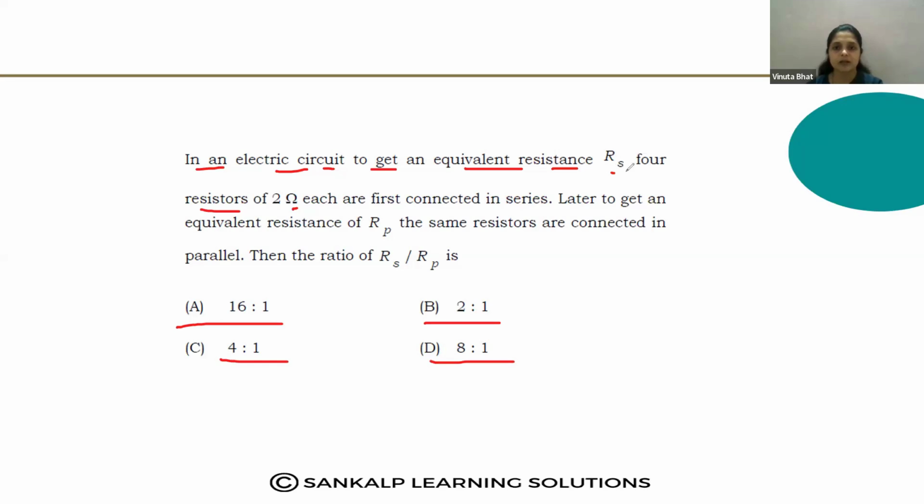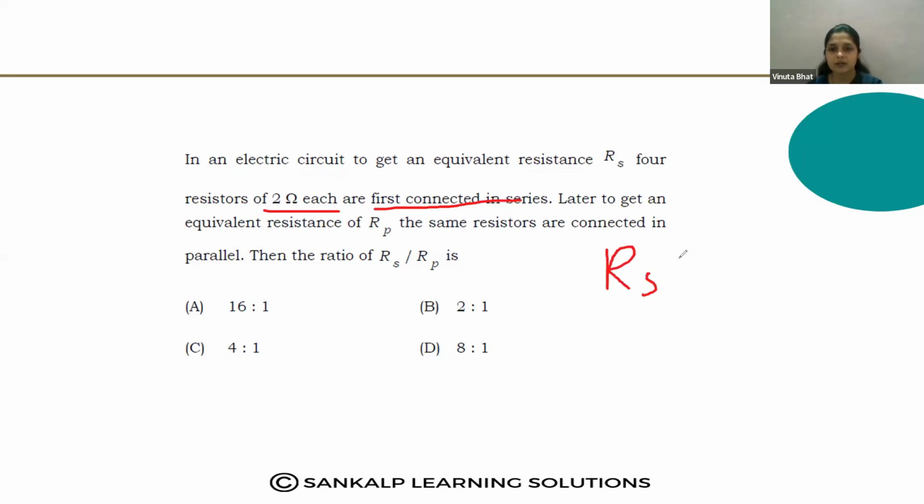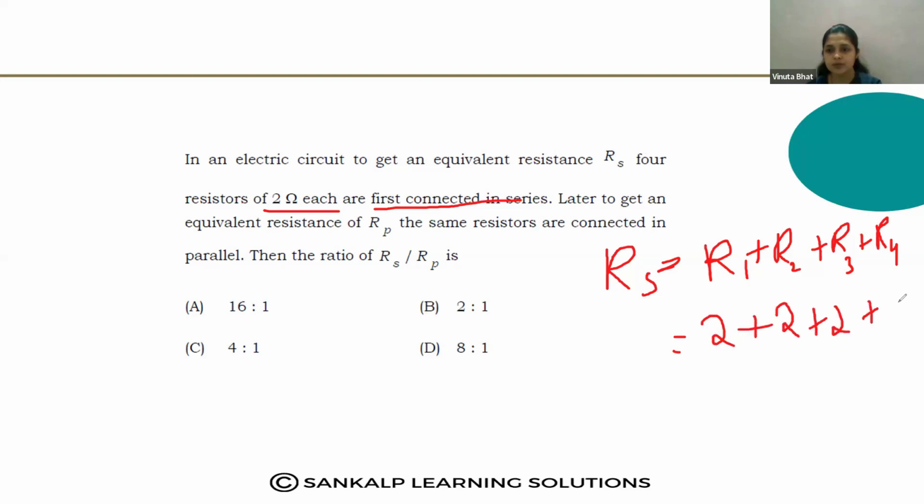Here, the 4 resistors of 2 ohm are connected in series. So Rs is equal to R1 plus R2 plus R3 plus R4, that is 2 plus 2 plus 2 plus 2, that is equal to 8 ohm when they are connected in series.